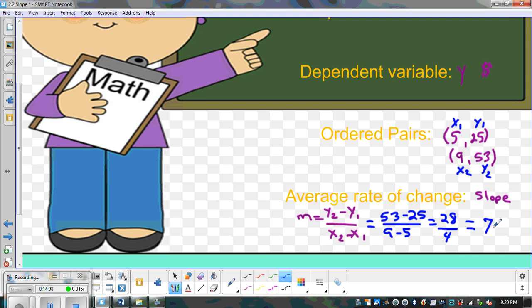Question is, what does that mean? What did we subtract on top? The y's was our money. So this is $7 per, so on the bottom, we subtracted the time or the weeks. So that means we are putting $7 per week into savings. Take a moment and make sure you have that down and labeled correctly, and move on to our final example for the notes.